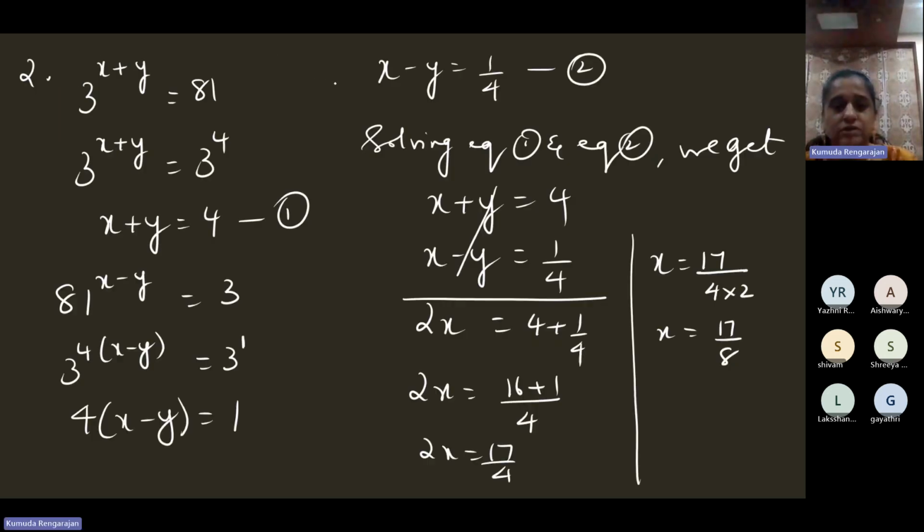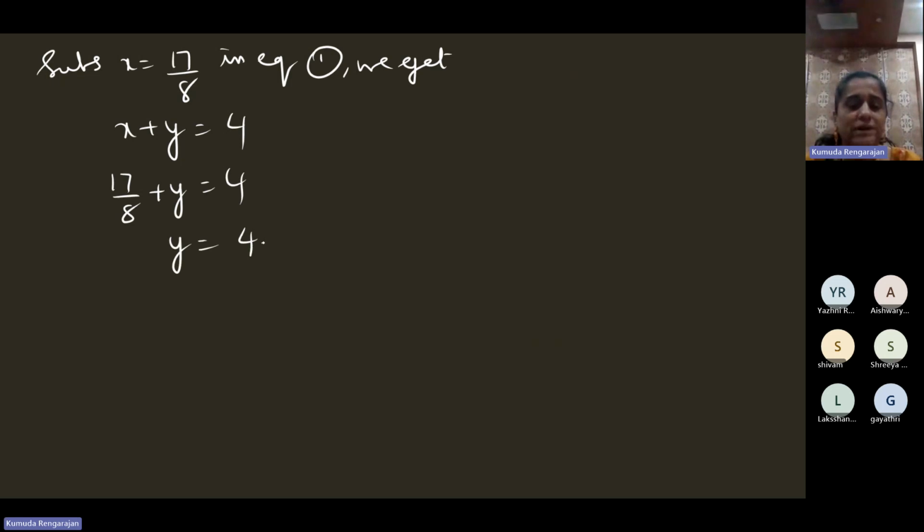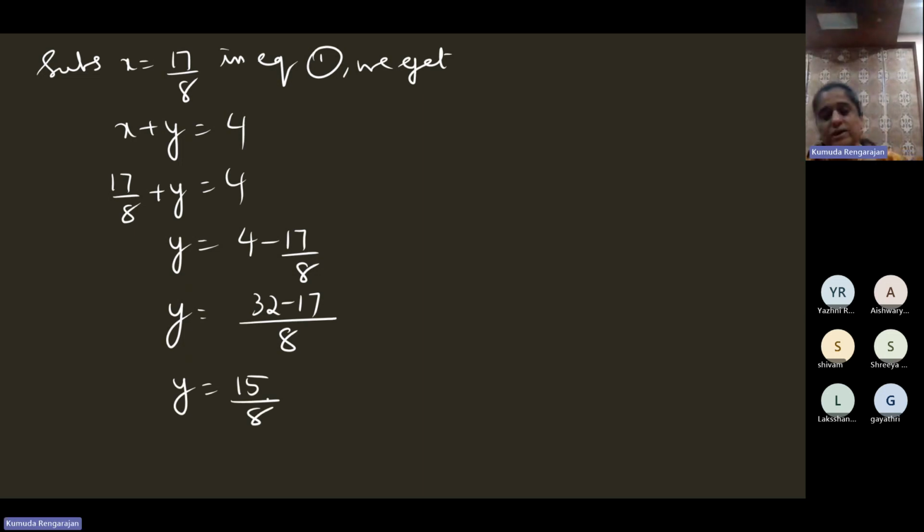Okay, so what do you get? x plus y is equal to 4. 17 by 8 plus y is equal to 4. y is equal to 4 minus 17 by 8. 8 is a common denominator, so you get 32 minus 17. y is equal to 15 by 8. So these are the values of x and y. That's the question, to find the values of x and y.